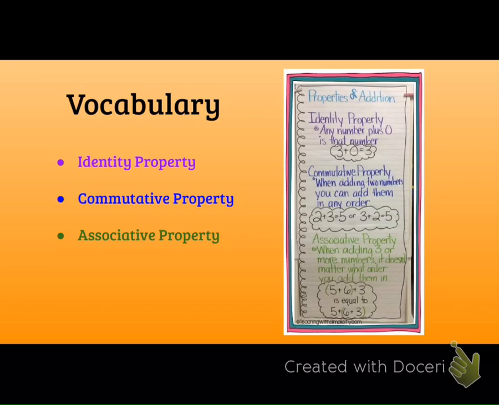The associative property, the third and final term. When adding 3 or more numbers, it doesn't matter what order you add them in. So if we have 5 plus 6 plus 3, we can add that in any order: 6 plus 3 plus 5, 5 plus 3 plus 6. It doesn't matter. It's going to equal the same.